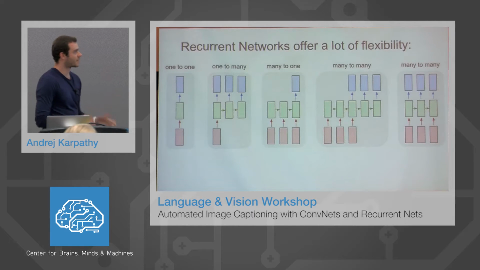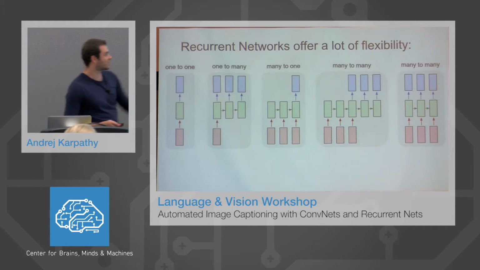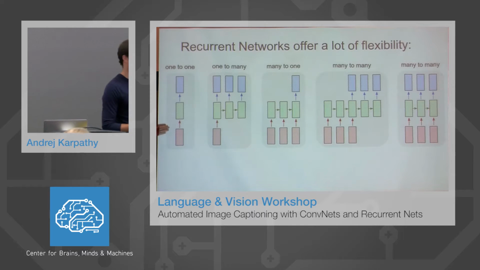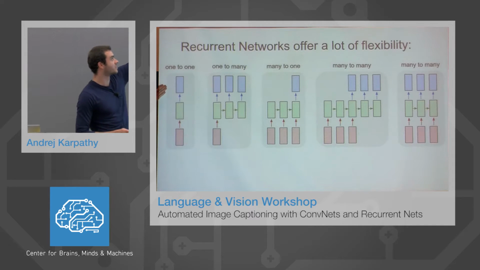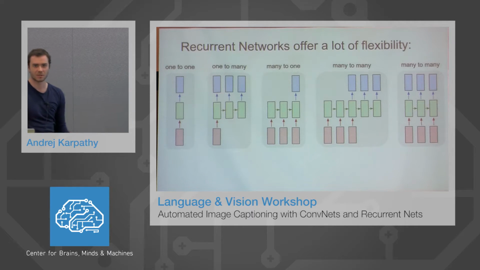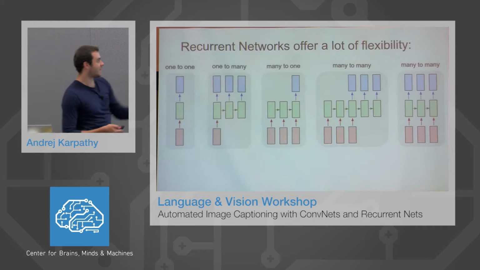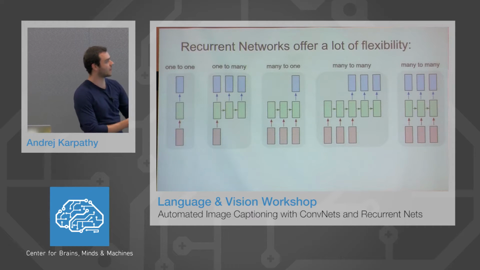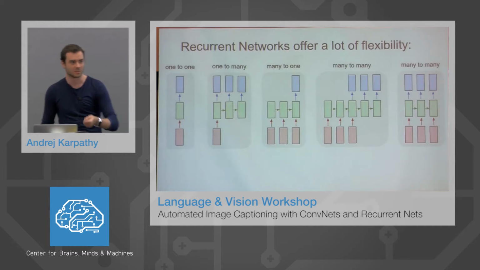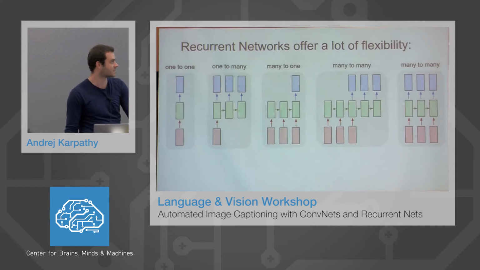So recurrent networks are very nice and flexible models. Normally, when you're working with neural networks, you are given a fixed size input and you're trying to produce a fixed size output. So you're essentially learning a function from a domain X to Y. Sequences and recurrent networks allow you to work with sequences at the input, the output, or both. And so that's why they are so nice and powerful.